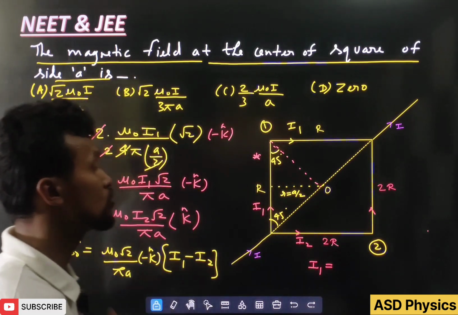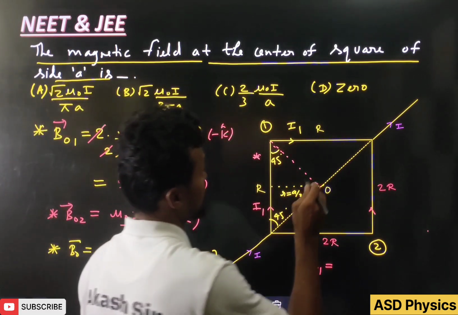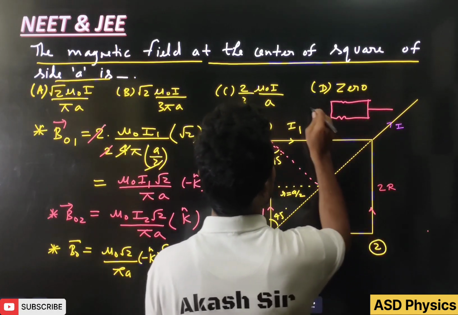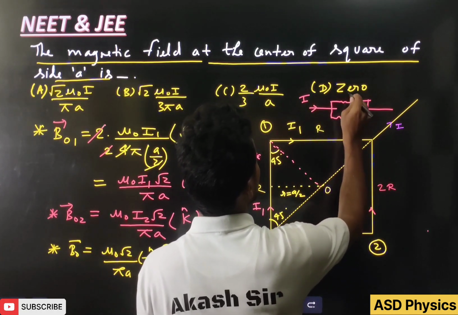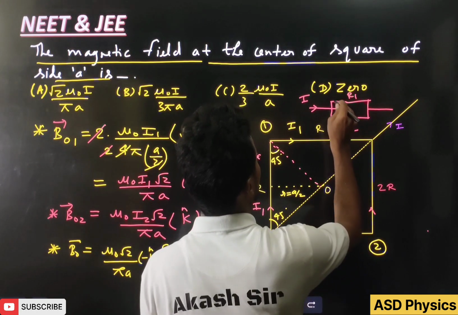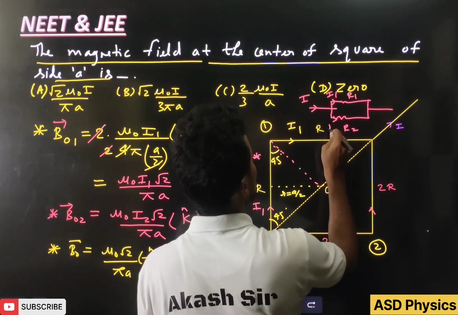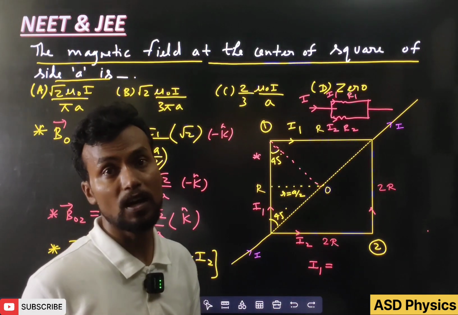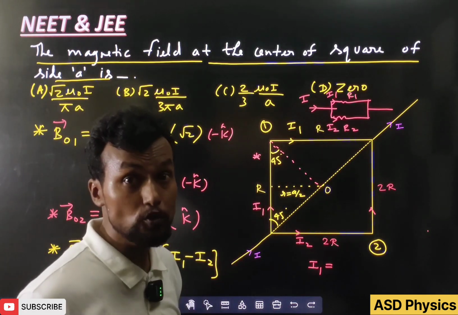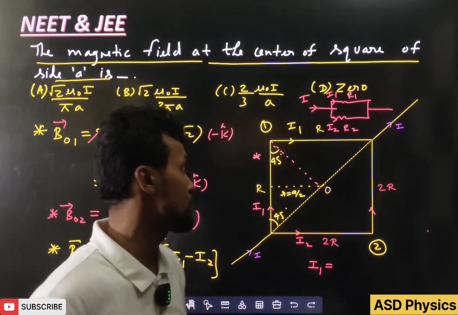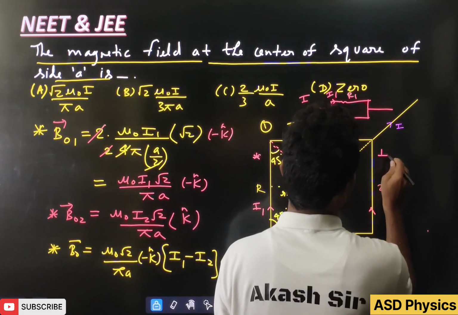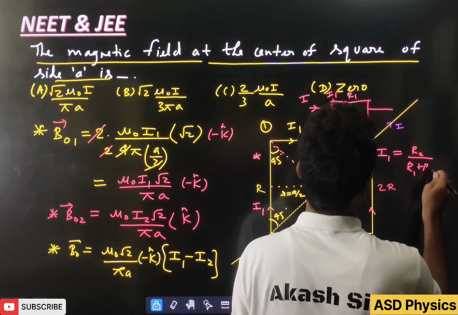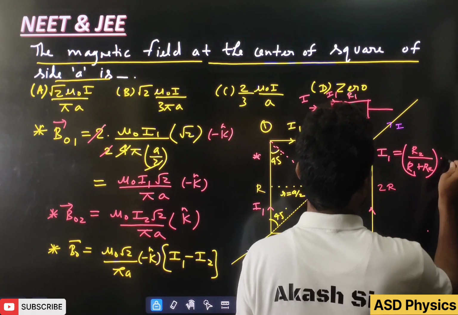I1 means we have to use the current divider theorem. What does the current divider theorem tell? Remember, students, like this: if current I is coming here, resistance R1, here R2, this current I1, this current I2. So what is I1? I1 means R2 by R1 plus R2 into I. And I2 means R1 by R1 plus R2 into I.